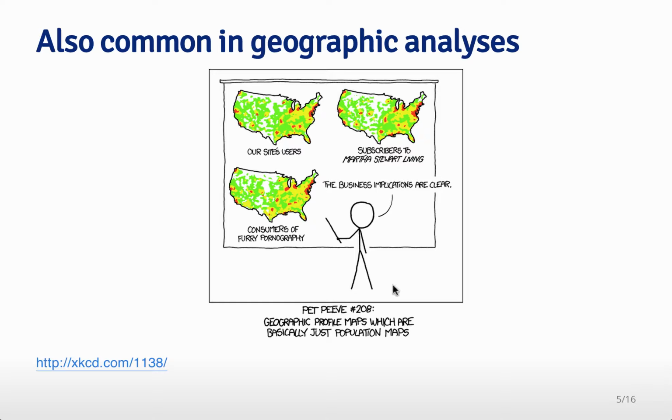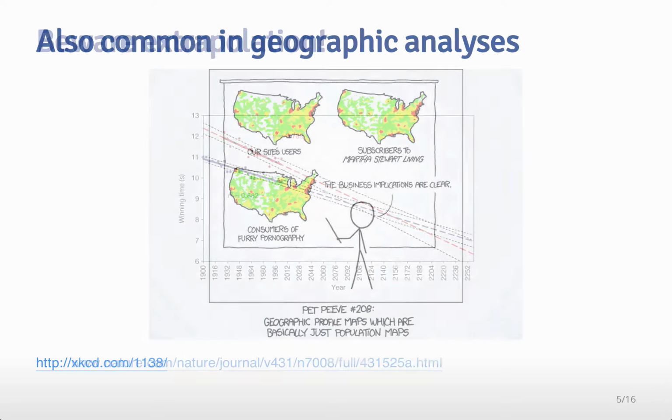It's also very common in geographic analysis. This is actually a cartoon from XKCD that shows that heat maps, particularly population-based heat maps, have very similar shapes because of the place where many people live. So, for example, the users of a particular site or the subscribers to a particular magazine or the consumers of a particular type of website may all appear in very similar places because the highest density of population in the United States is over here on the eastern seaboard. And so you see very similar heat maps of a large number of individuals at all of those different places.